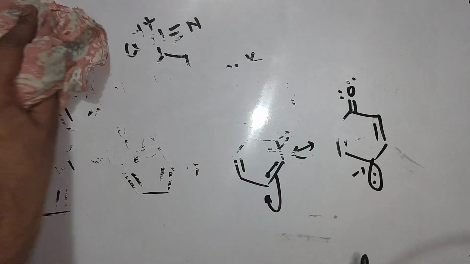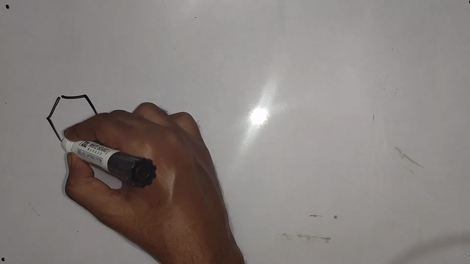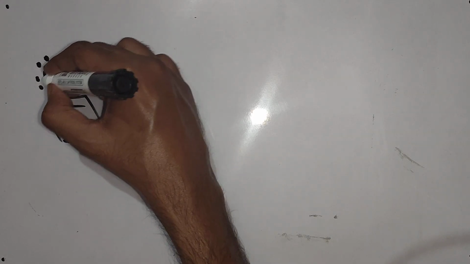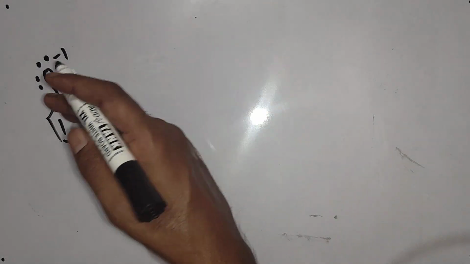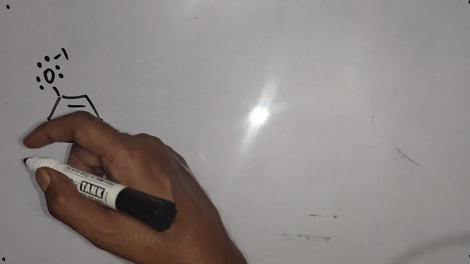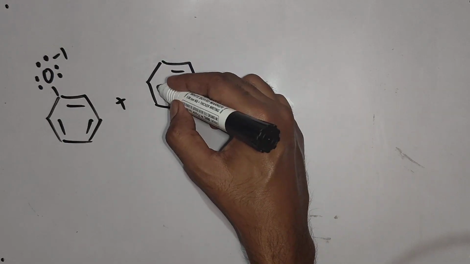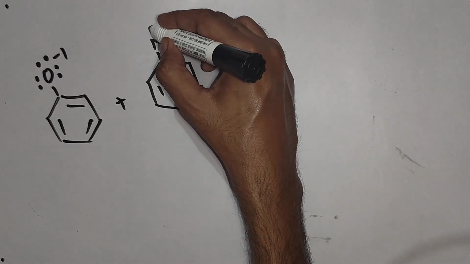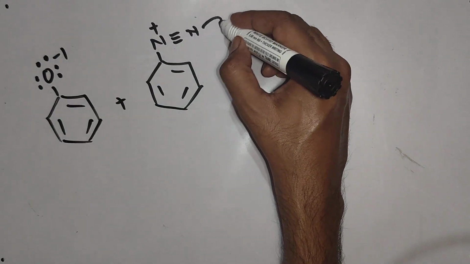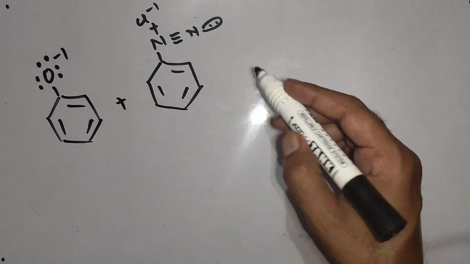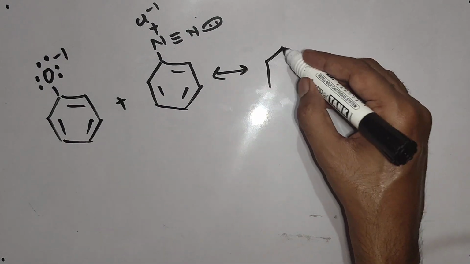Now what will happen? Check. Once we have generated the phenoxide ion, this is our phenoxide ion. Please keep in mind H2 is already released out. Now this phenoxide ion will be attacked by the benzene diazonium chloride particle. This is the condition of benzene diazonium chloride, but in this condition it will not attack. Its resonating condition will attack on it.